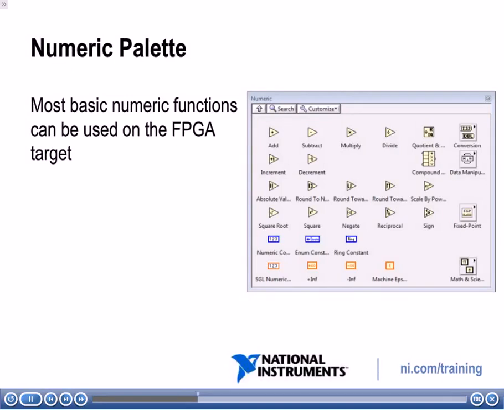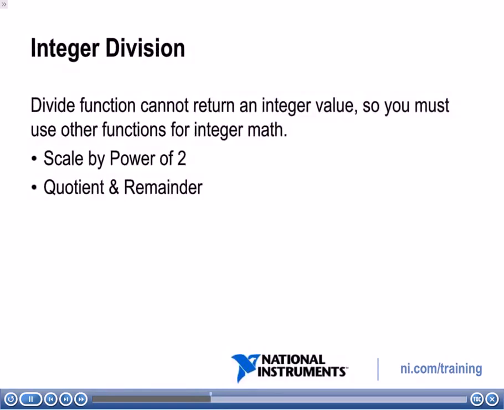So let's take a look at the numeric palette. A lot of the basic numeric functions on the FPGA target are still available to you. So you have addition, subtraction, and things like that. Let's talk about integer division. If you're taking a divide function and you have two integers going into that divide function, then it's not going to return an integer value. It's actually going to return a double precision floating point value, which is not supported on FPGA. So you must use other functions for integer math.